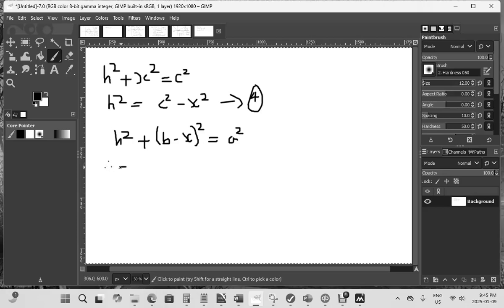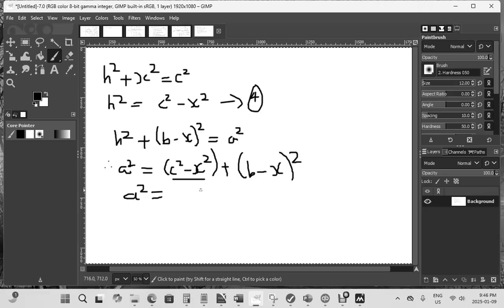Now we can try to find A squared. We know that A squared equals H squared plus (B minus X) squared. H squared is C squared minus X squared. So C squared minus X squared, plus (B minus X) squared equals A squared. So your A squared will be C squared minus X squared.